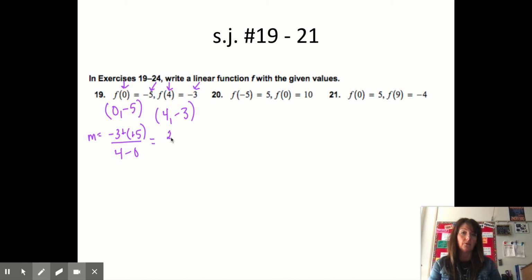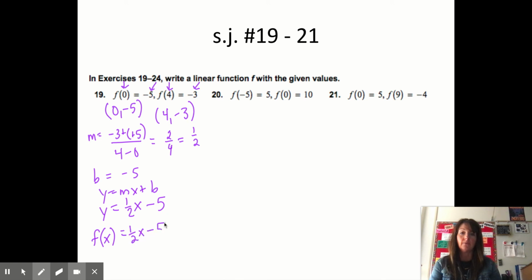So you'll have 2 over 4, which simplifies to 1/2, a slope of 1/2 and a y-intercept of -5. So mx plus b, we would have y is equal to 1/2 x minus 5. So we write f of x is equal to 1/2 x minus 5. So that's all we're doing is substituting in the function notation for the y. Okay, so again, start by the ordered pair.